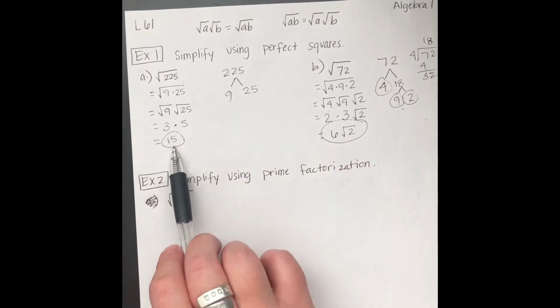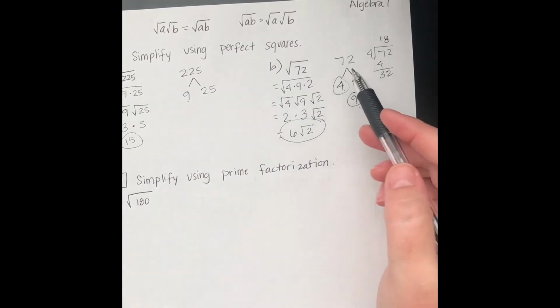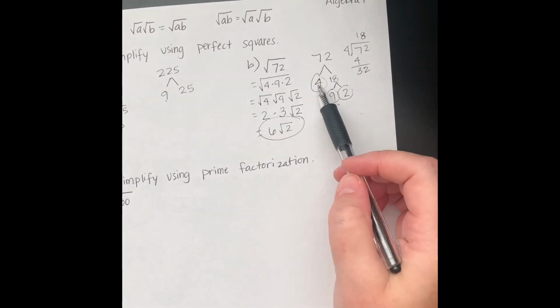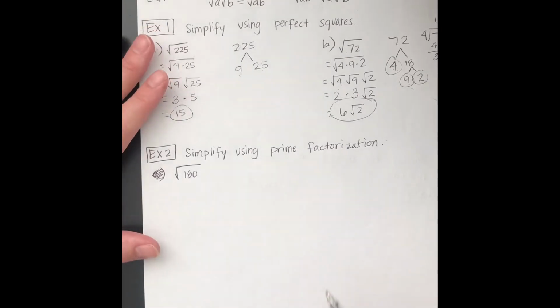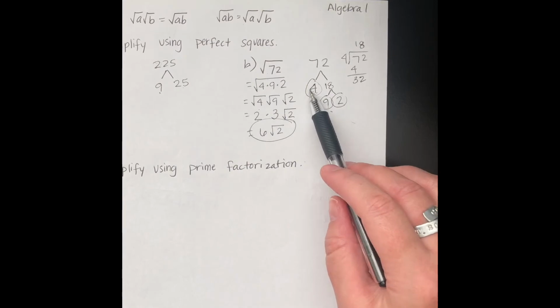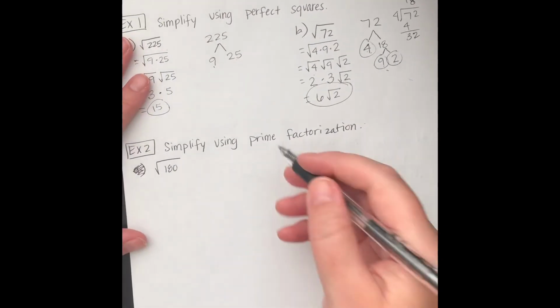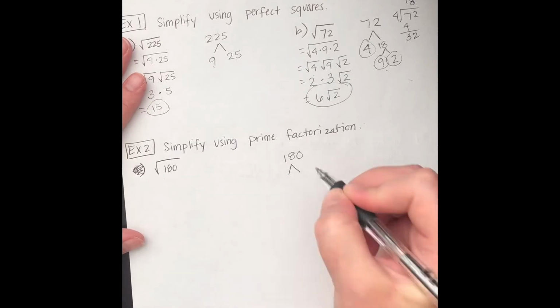So you might have to simplify here. 225 is a perfect square, it's 15. 72 is not a perfect square. So you might need to factor it like we did here, finding perfect squares. Now what if you don't know what the perfect squares are? What if you don't know that 4 and 9 are perfect squares? That's okay. Just factor right here at 180.